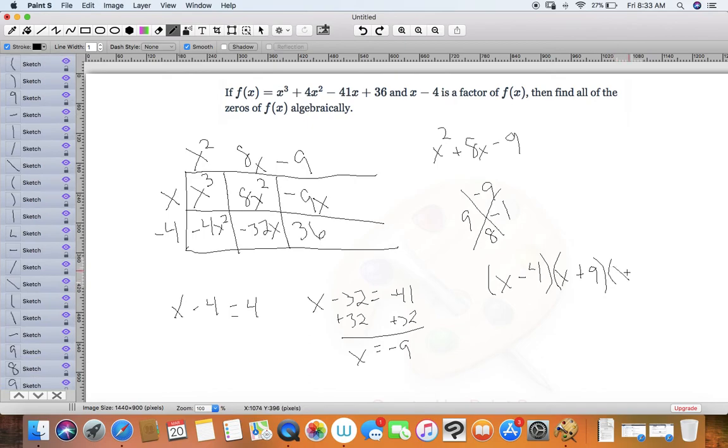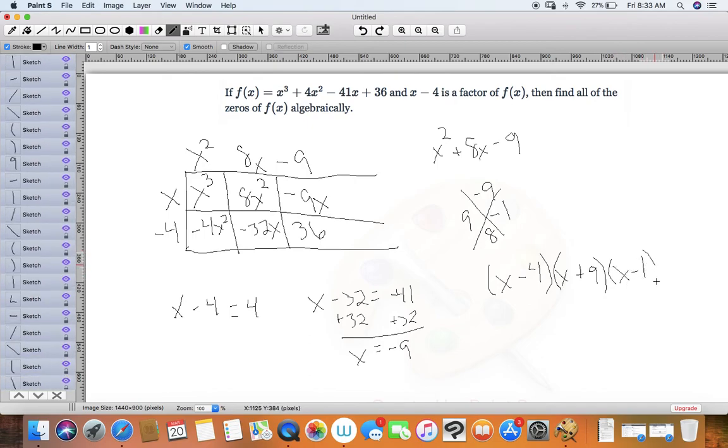X plus 9. And x minus 1. Now it's asking us for the zeros, so that means these equal 0. So we're asking in each case what values of x would make that parenthesis equal 0. So here we've got 4 minus 4 would equal 0. Negative 9 plus 9 and 1 minus 1 equals 0. So those are your factors.